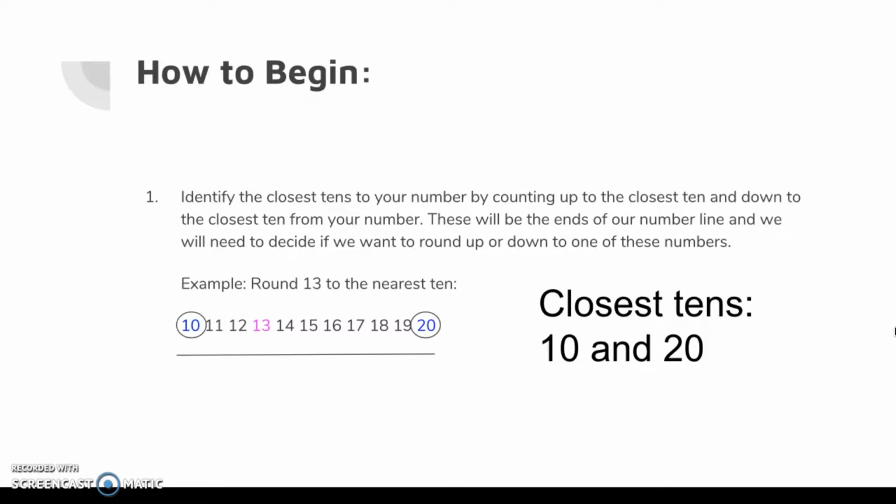For example, if I want to round 13 to the nearest 10, I'm going to count down from 13: 13, 12, 11, 10, where I find my first 10. Then I count up from 13: 13, 14, 15, 16, 17, 18, 19, 20 to find the next 10. Our closest tens are 10 and 20.